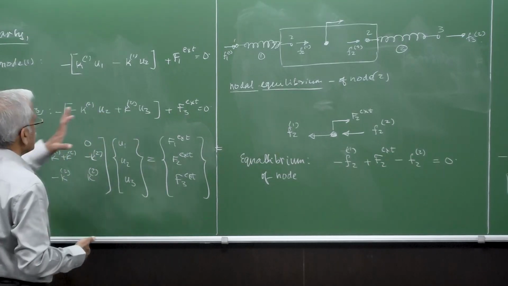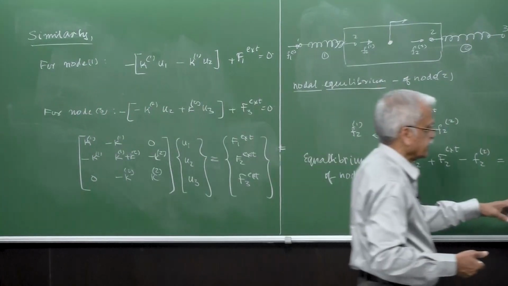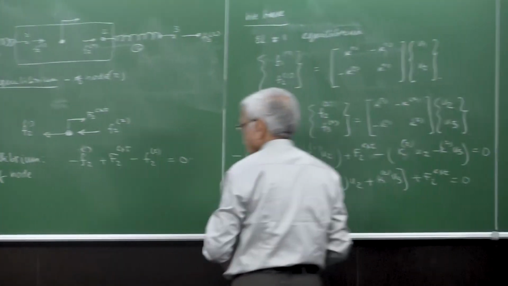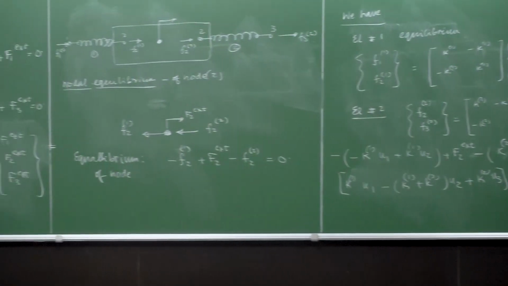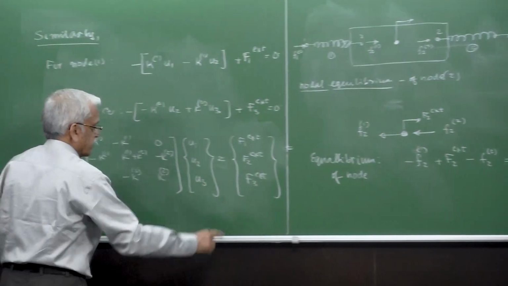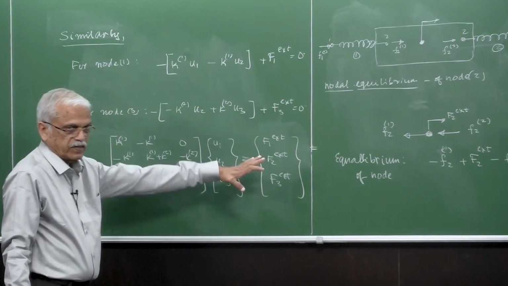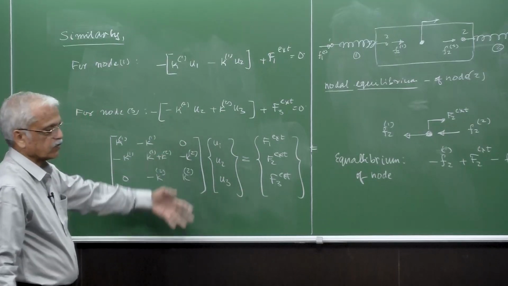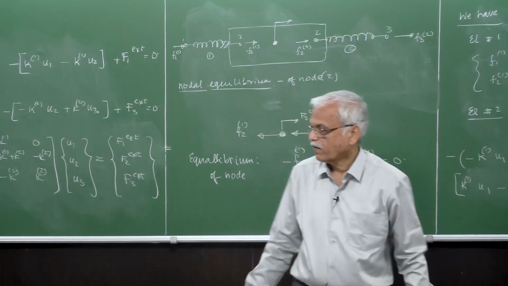And using that nodal equilibrium, we got the equations connecting to the external forces. So this final equation is the equation of the whole body. Here we have only two elements, but this can also be extended to any number of elements, right?